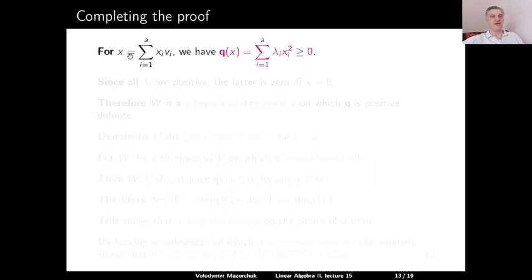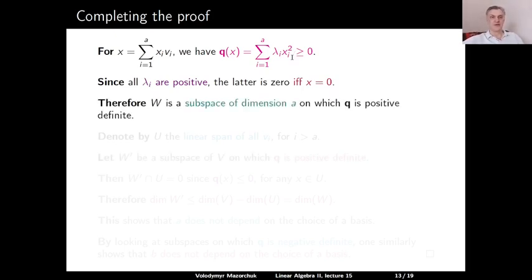Then, if we take any linear combination of V1 and so on, VA, the value of our quadratic form at this linear combination will be the sum from i equals 1 to A of lambda i xi squared. Since all lambda i are positive, this is non-negative. Moreover, it is 0 if and only if x is 0. Therefore, W is a subspace of dimension A on which Q is positive definite.